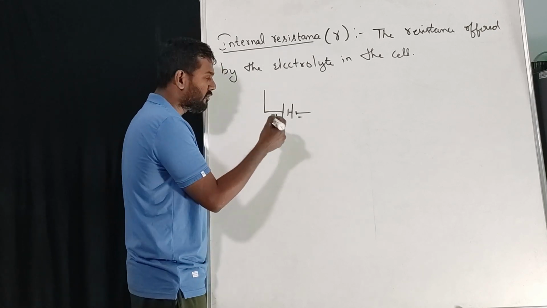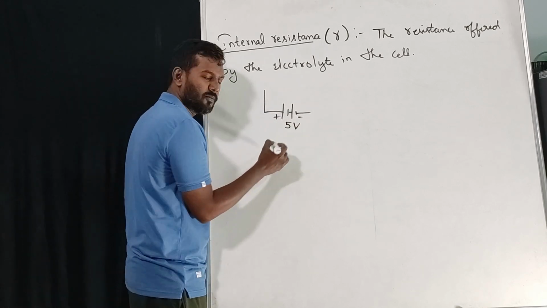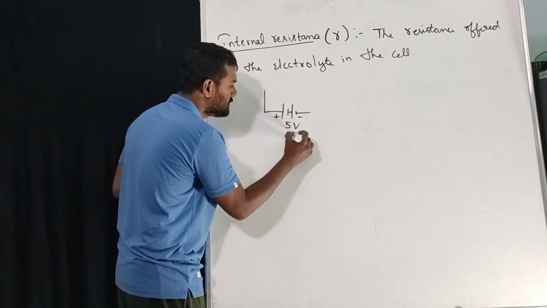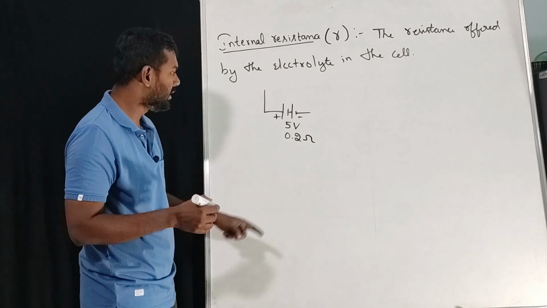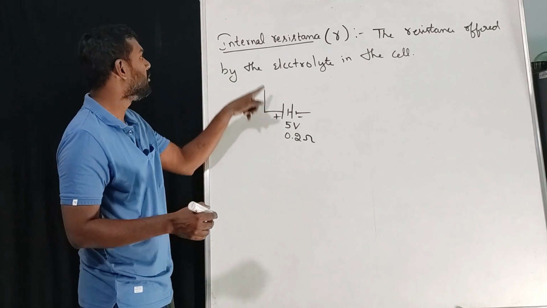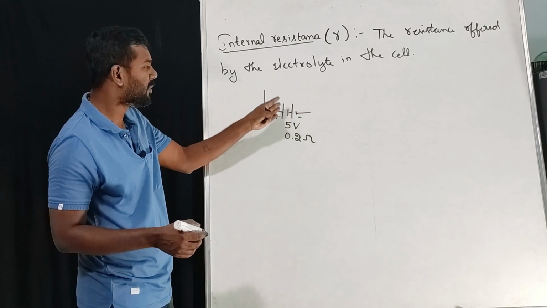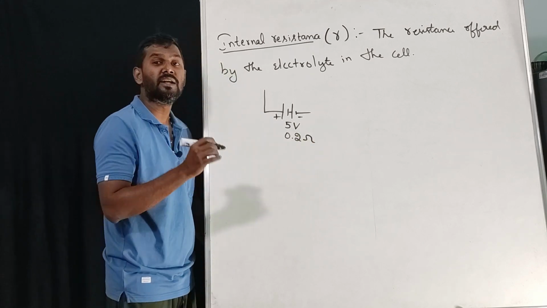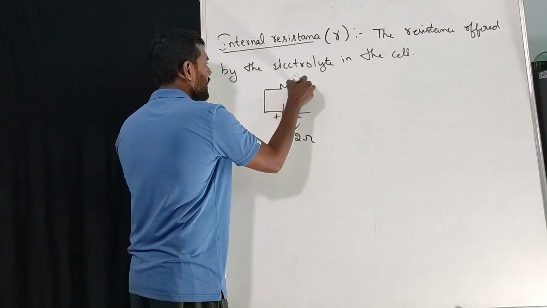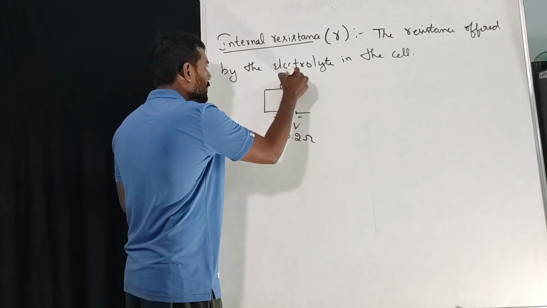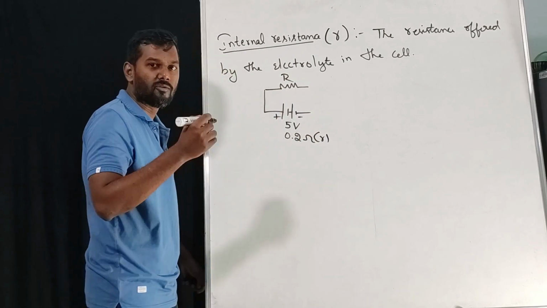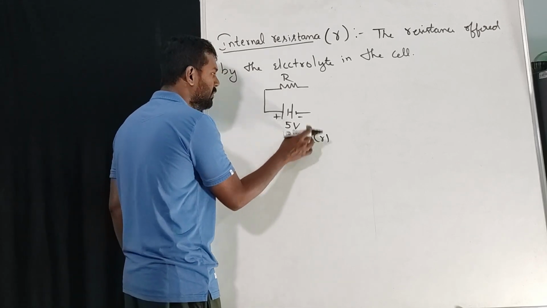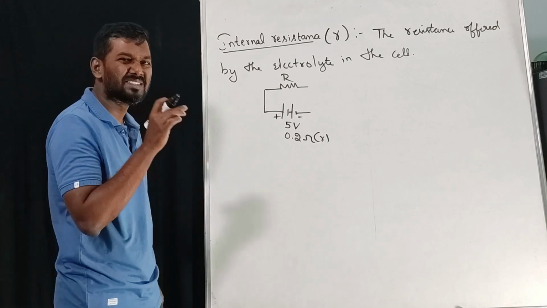Assume this is 5 volts. This will be the EMF. Then if someone has given 0.2 ohm, that means this is the resistance offered by the cell, or the resistance offered by the electrolyte in the cell. So this will be considered as the internal resistance. These are the external resistances we are using, correct? This is capital R and this will be small r. Whenever we use it in numericals, we always assume this will be in series with the cell.